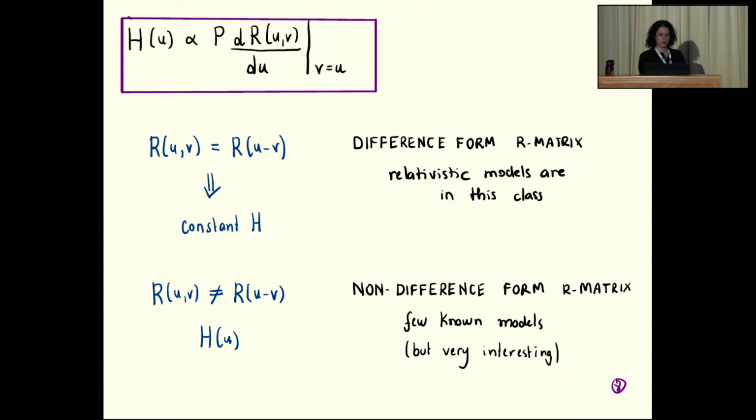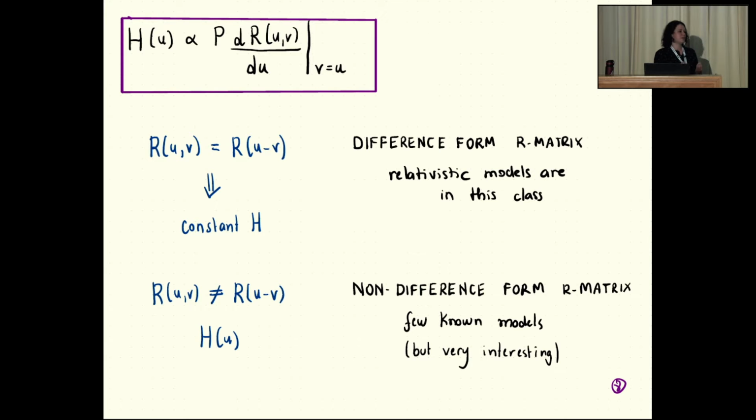And the second type is non-difference form. This means that you cannot write the R as depending on the difference of the spectral parameters. This case is usually much harder to classify just because it's harder to solve the Yang-Baxter equation when you have this structure. There are not so many models known in comparison with the first class.